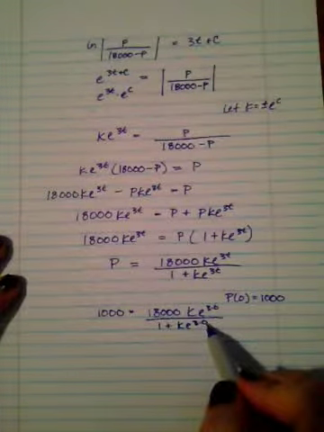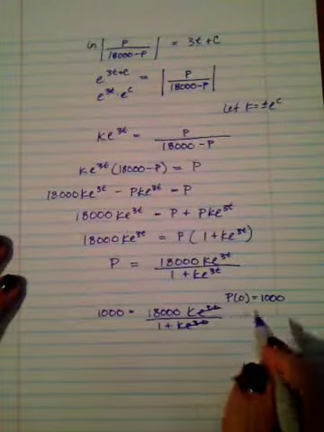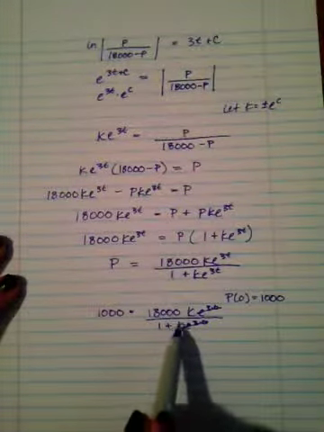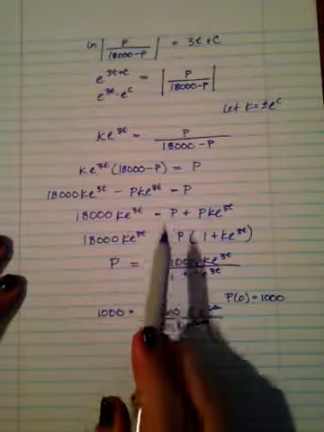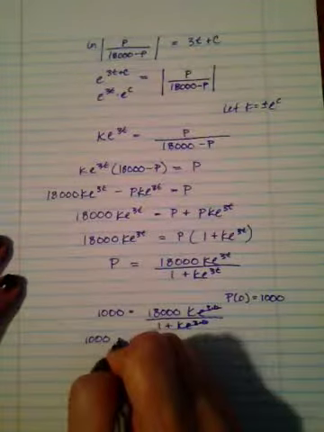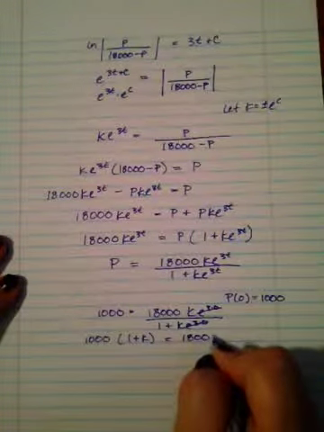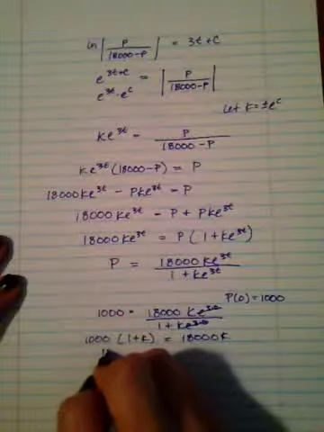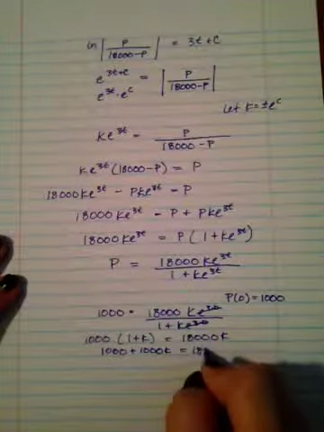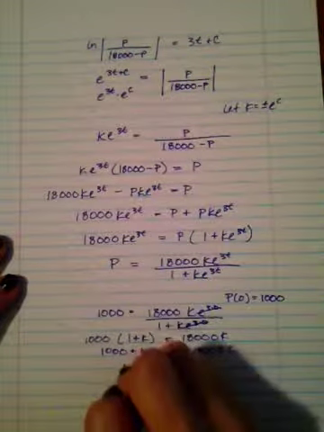3 times 0 is 0, and I know that e to the 0 is 1, so that's 1 and this is 1. So now if you look at the equation that's left, we're trying to solve for k, and I have k's in both numerator and denominator, so I'm going to go through the same process I did up here. I'm going to multiply both sides by 1 plus k. So I have 1,000 times 1 plus k equals 18,000 k. I'm going to distribute my 1,000. Subtract 1,000 k from both sides.